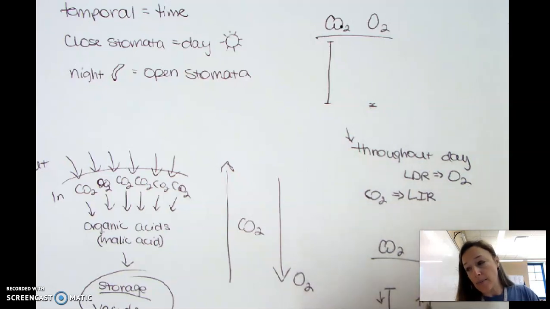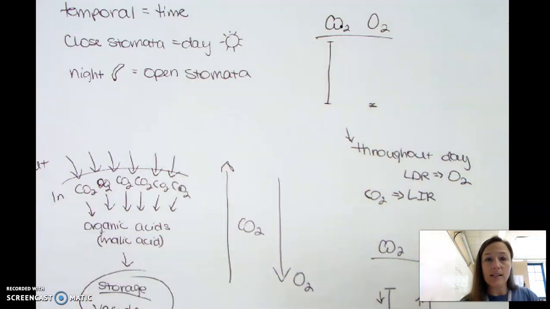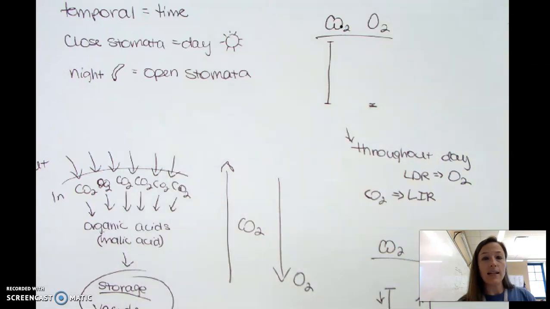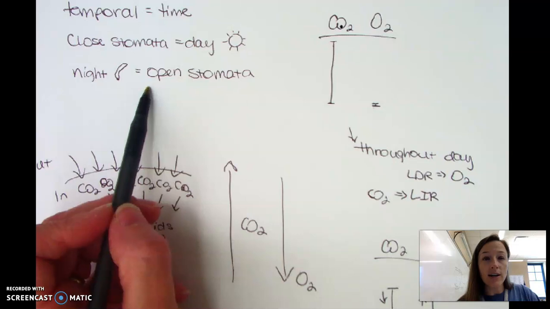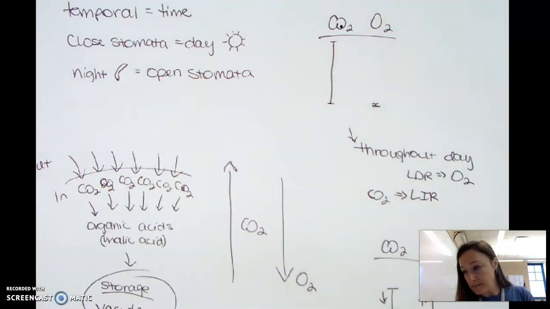I can explain why CAM plants only open their stomata at night. CAM plants tend to live in hot and dry environments, so they want to close their stomata during the day so that they don't lose excess water, but at night it's generally cooler and there's no sunlight, there's no radiant energy pulling that water out. And so yes, they're still going to lose some water at night, but not nearly as much. And so that's why they only open their stomata at night.